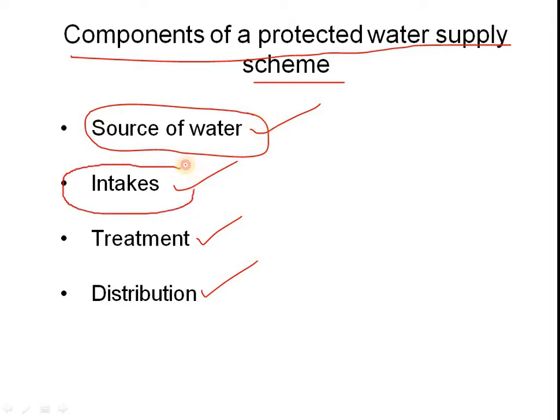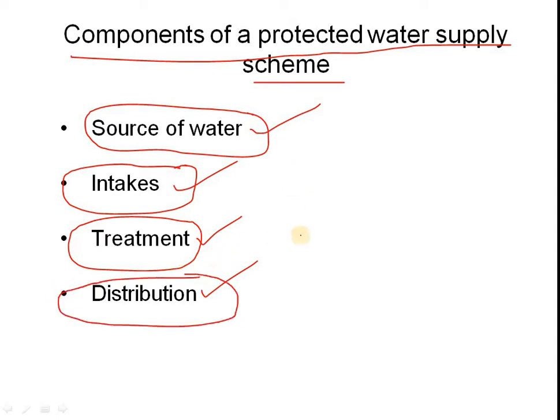And intakes are collecting the water in reservoirs, and the filtration process is done on the intake water before sending it to the people. And the treatment is the main component. We cannot drink the water directly; we have to treat it. And distribution is nothing but supplying the water to the people, to the society, and how the water supply should be done.